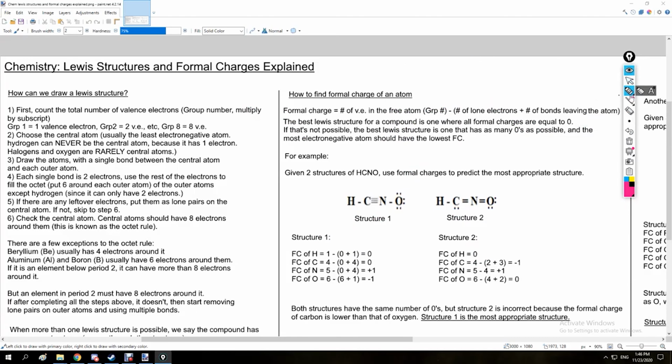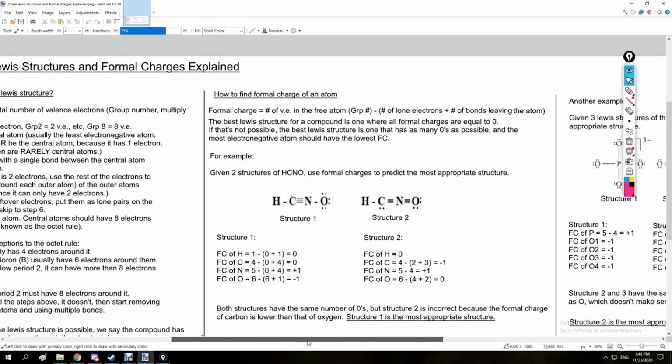Okay, after that is over with, now we're going to learn how to find formal charge on an atom. To find the formal charge of an atom in a compound, you use this formula: the number of valence electrons in the free atom, aka the group number, minus the number of lone electrons, plus the number of bonds leaving the atom, so half the bonding electrons.